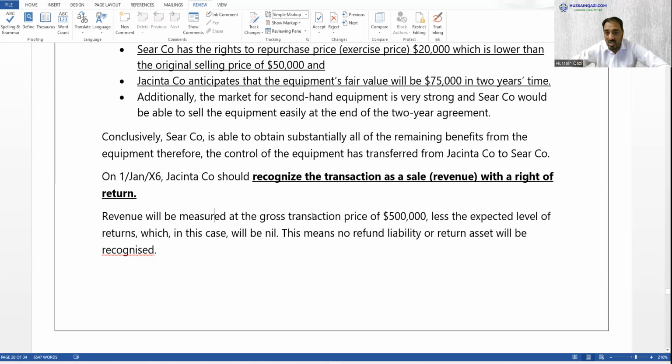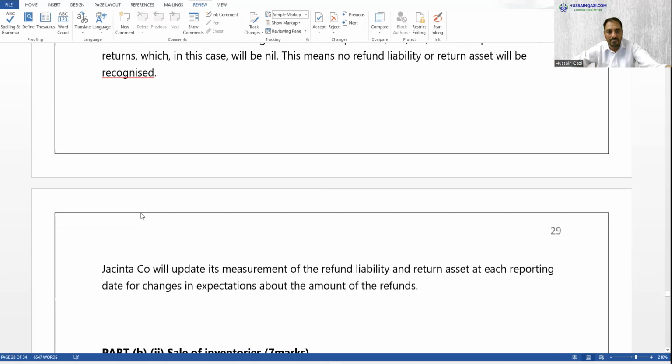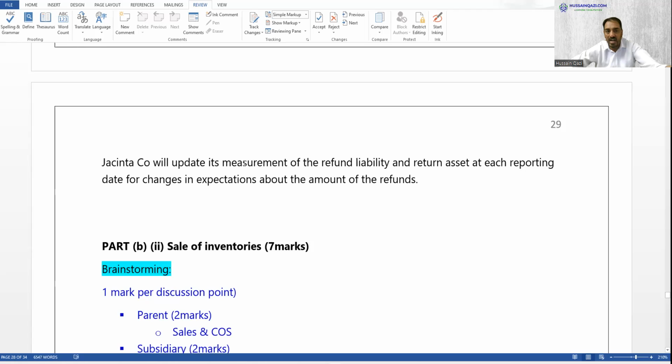Revenue is measured at the gross transaction price of 500,000 less any expected value of returns, which in this case will be nil. There is no information, or no chance, of return. That's a value of nil. This means no refund liability or return asset will be recognized. That's all. Jacinta will update its measurement of the refund liability and return asset.